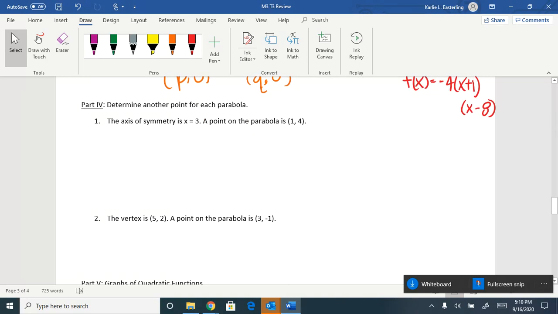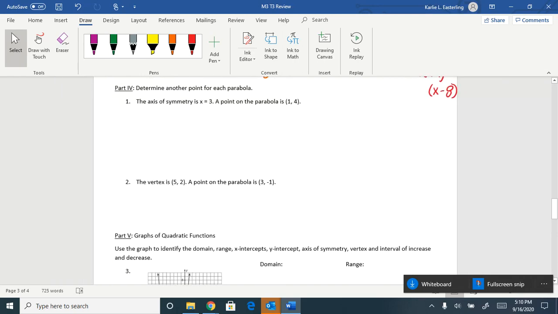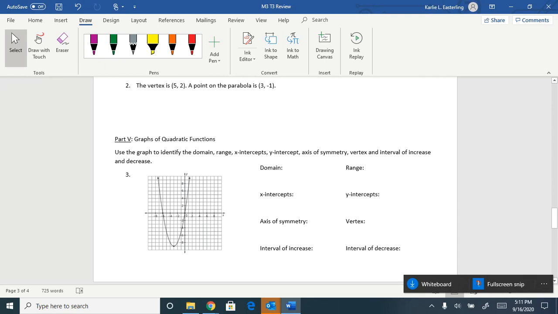Determine, let's see, did I have this one on mine? I did not have this one on mine that I did in class. It was with axis of symmetry and all that fun stuff. Yeah, I guess we didn't do that in class, so we're not going to worry about those.